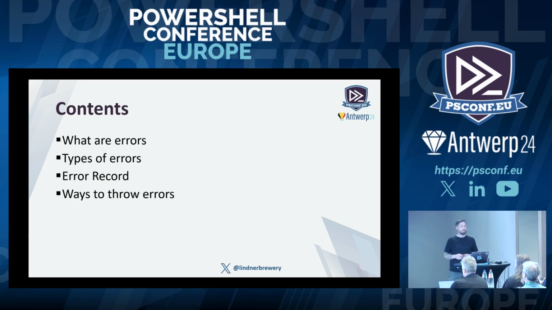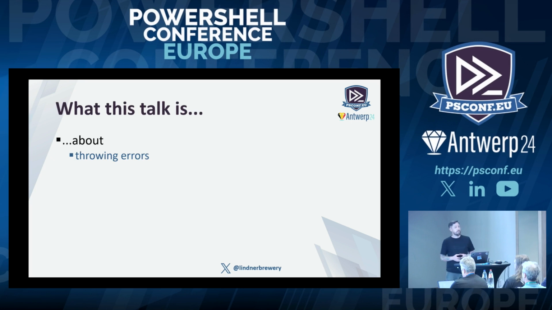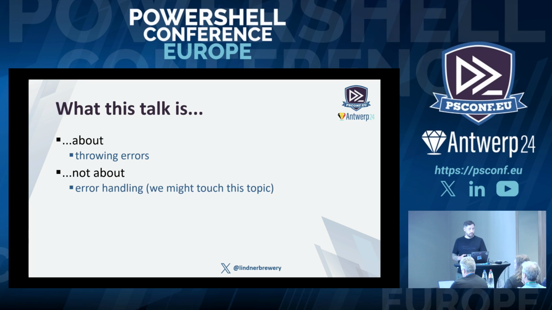Okay, so what we're going to talk about: we're going to talk about what errors are in general, then what types of errors exist. We're going to have a look at an error record, and then we're going to look at ways to throw errors in your scripts and functions. What this talk is about, obviously, is throwing errors. What this talk is not about is error handling. So we're not going to talk about that topic at all. We might touch on it, but it's not the focus of this talk.